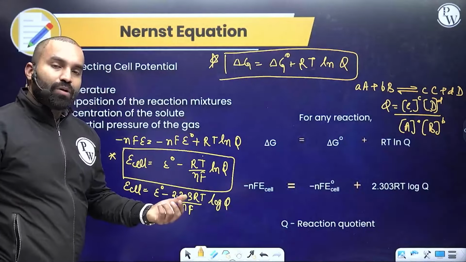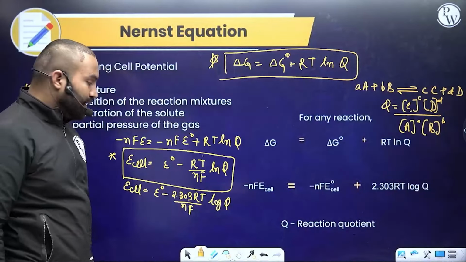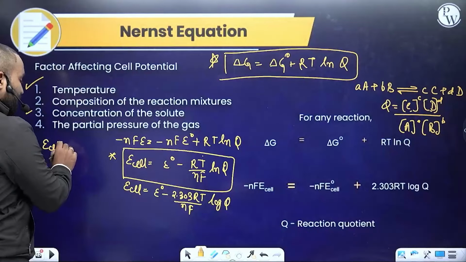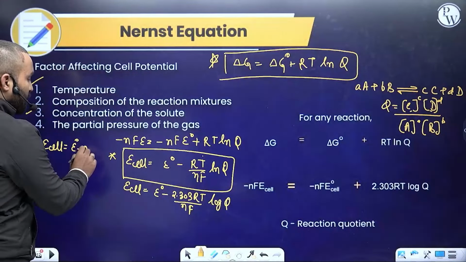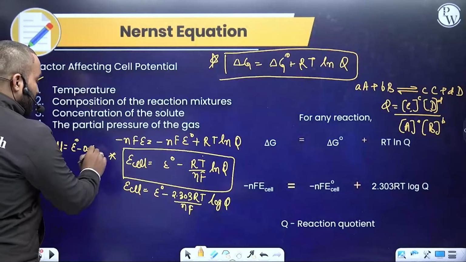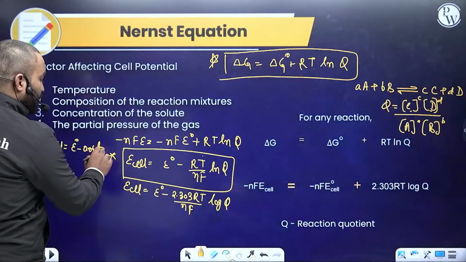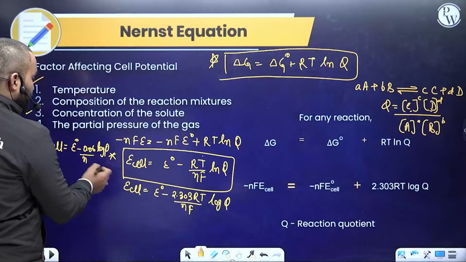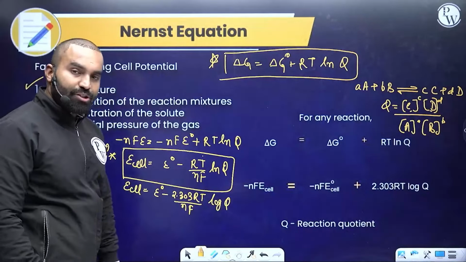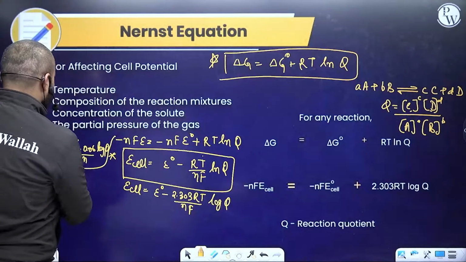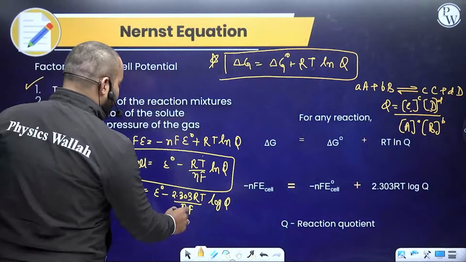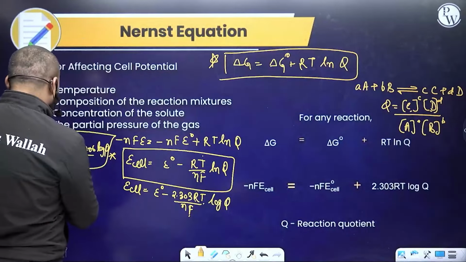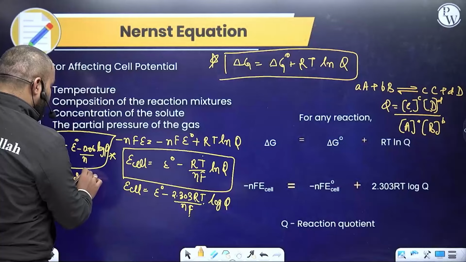Further, if you put down the temperature 298 and the R value also, what will happen to this equation? It becomes E naught minus 0.06 by n, log of Q. Understood, everybody? This is an equation you can use by putting down the value of F, the value of R, and the value of temperature at 25 degrees. This is at 25 degrees.